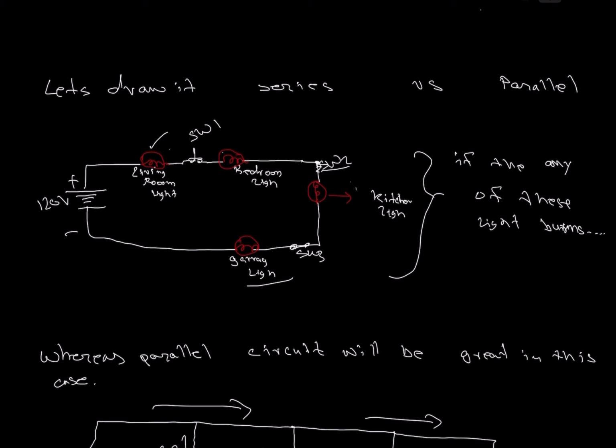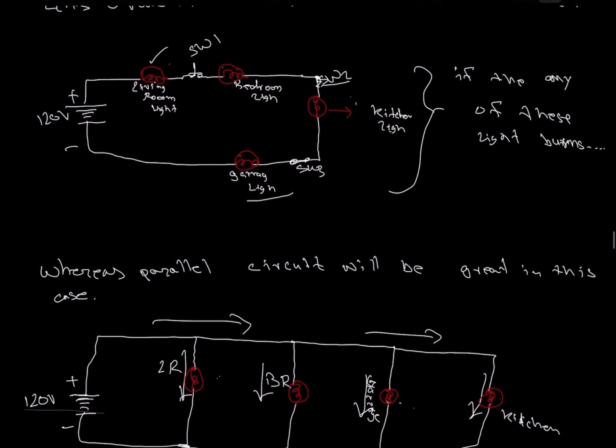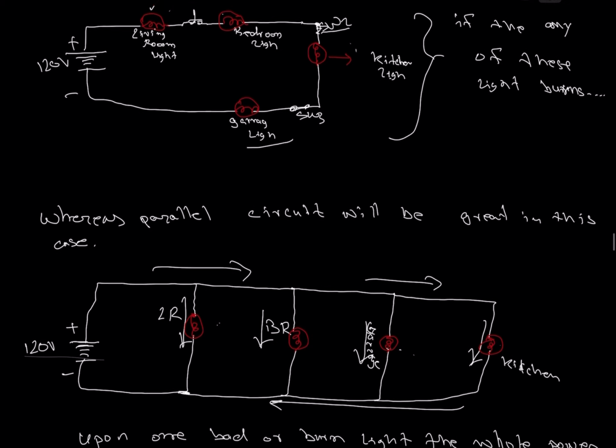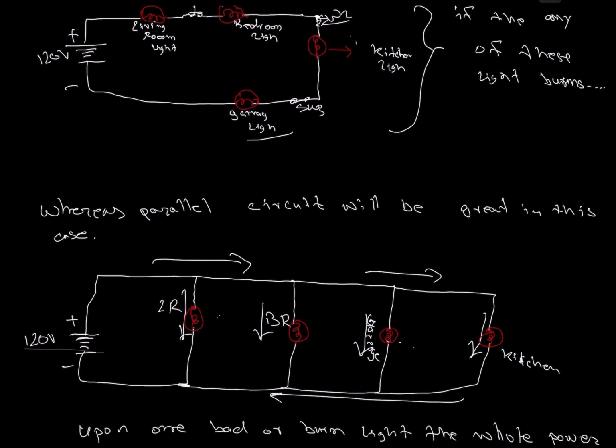So that's the downside of a series connection in the house. That's why we don't wire the lighting system and the receptacles in the house as a series connection. Therefore, we use the lighting system as a parallel circuit.